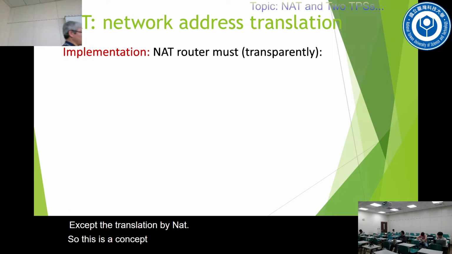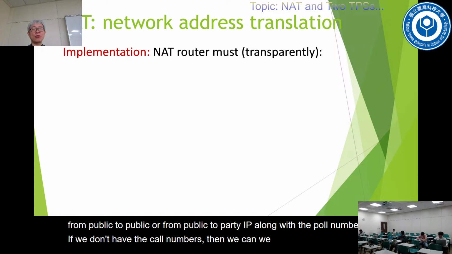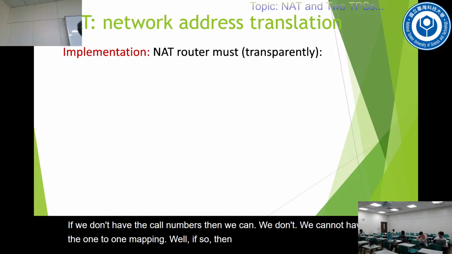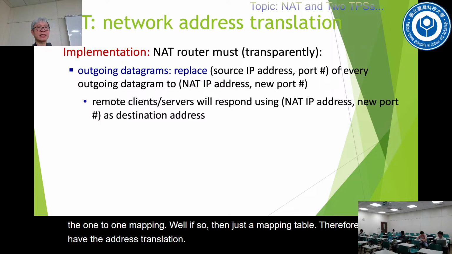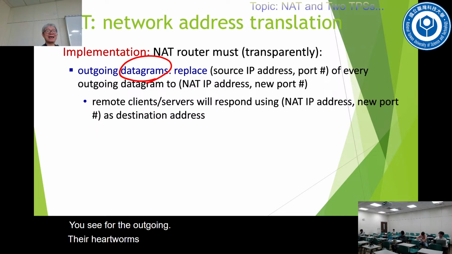So this is the concept of NAT. We need IP address translation from private to public or from public to private IP, along with the port numbers. If we don't have the port numbers, then we cannot have the one-to-one mapping. If so, then it is just a mapping table. Therefore, we have the address translation. For the outgoing datagrams, or packets, we will replace the original source.